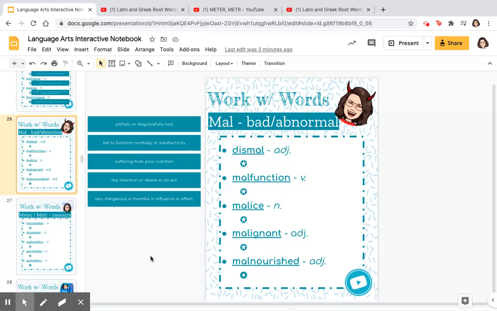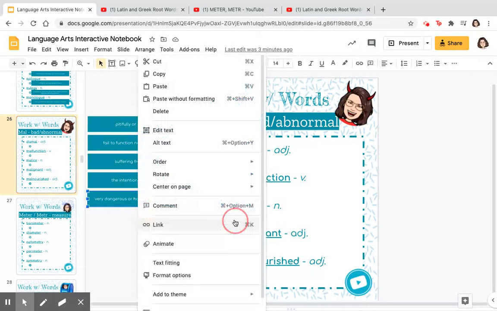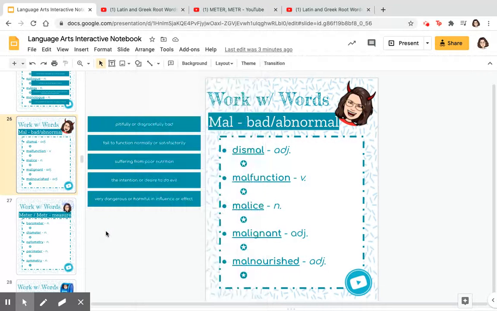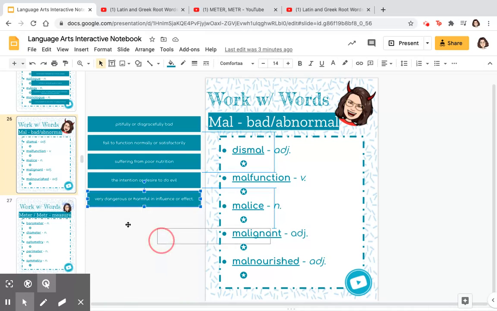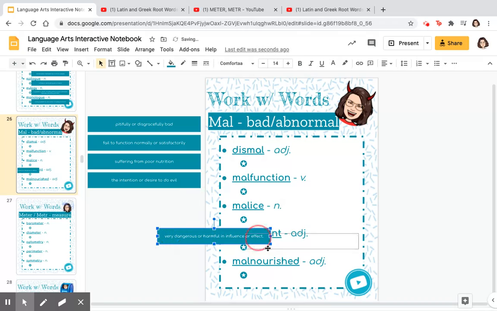So, some of these words we just learned. This is one where you will have to make one change, and I will let you know at the end. A very dangerous or harmful influence or effect is... whoopsie-daisy. See if I can get it now. Now I can. It is malignant.